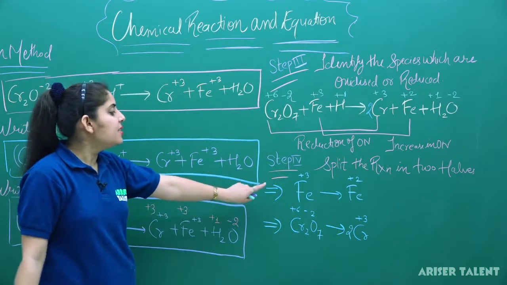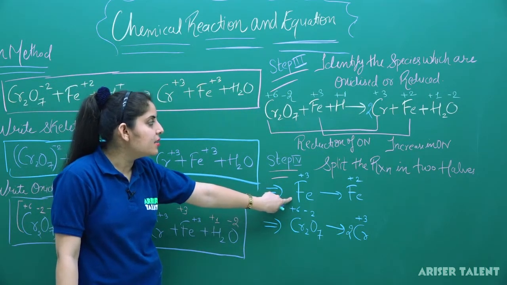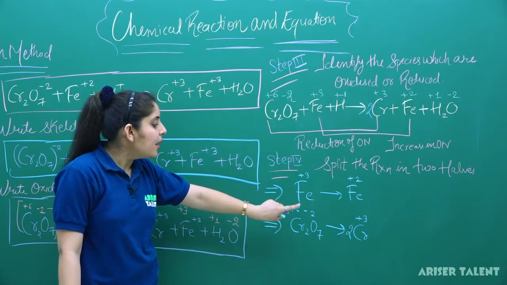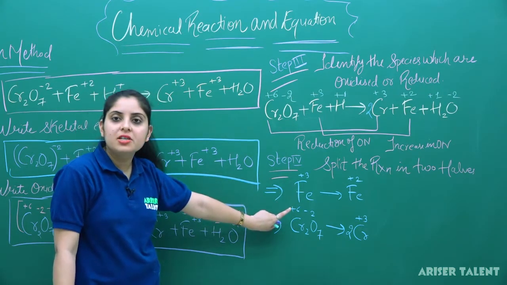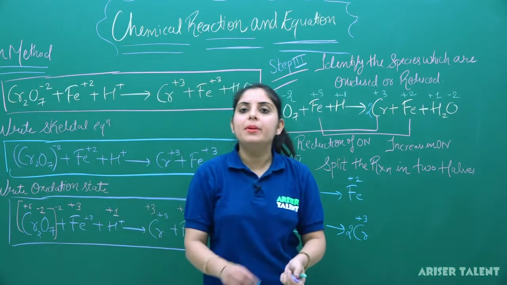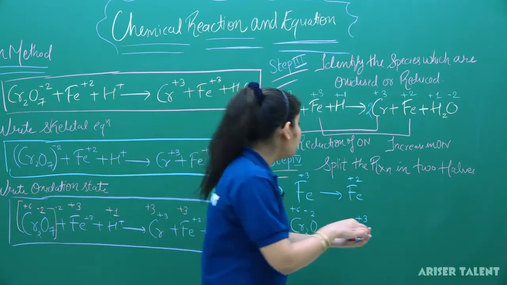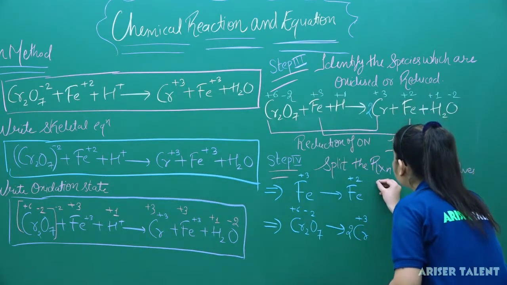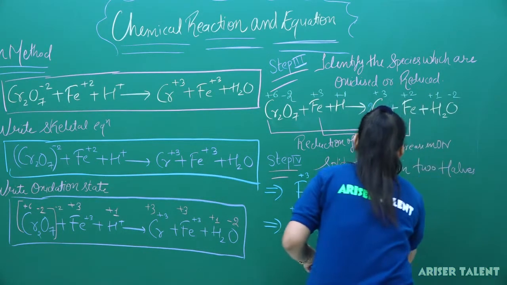Now we can see here there is a reduction of oxidation number and there is an increment of oxidation number. In case of chromium, there is a reduction. In case of iron, there is an increment in oxidation number. So we must say that this reaction is the oxidation half reaction.